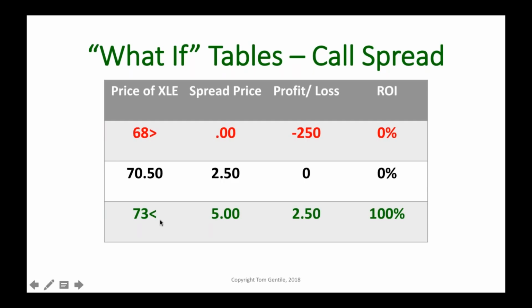Look at the 73. This is 5 points above. So 5 points at 73 or greater at expiration. This spread's worth intrinsically $5. If you paid $2.50 for it, you now have something that's worth $5, which is a double.